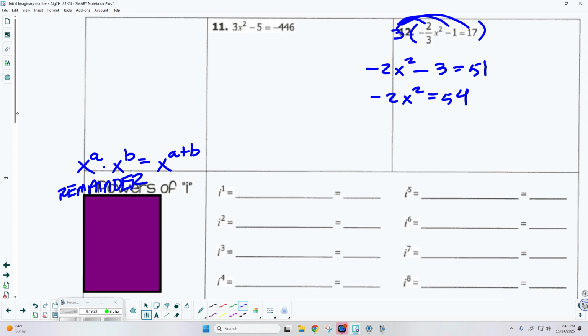Everybody's good? Then divide through by -2. So x squared is equal to 54 divided by -2, which is -27. Now we want x, so we're going to take the square root. Don't say it out loud. Take a few seconds and think about what we've discussed. Simplify this radical for me.